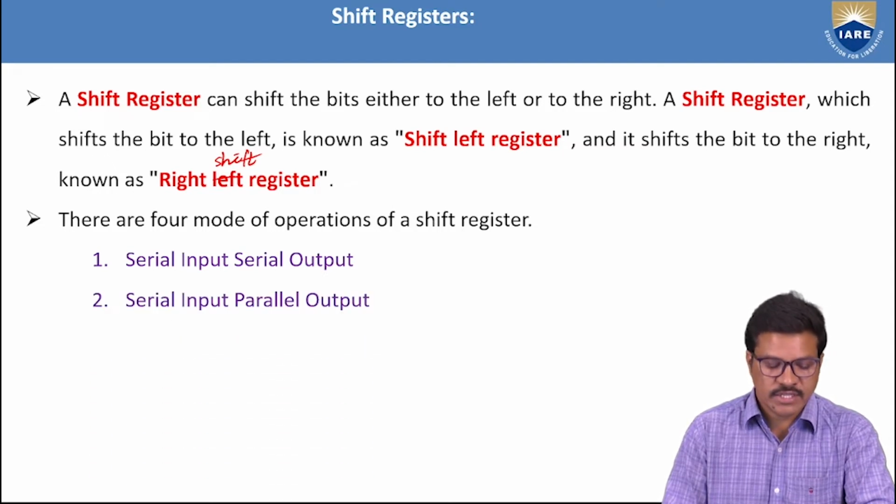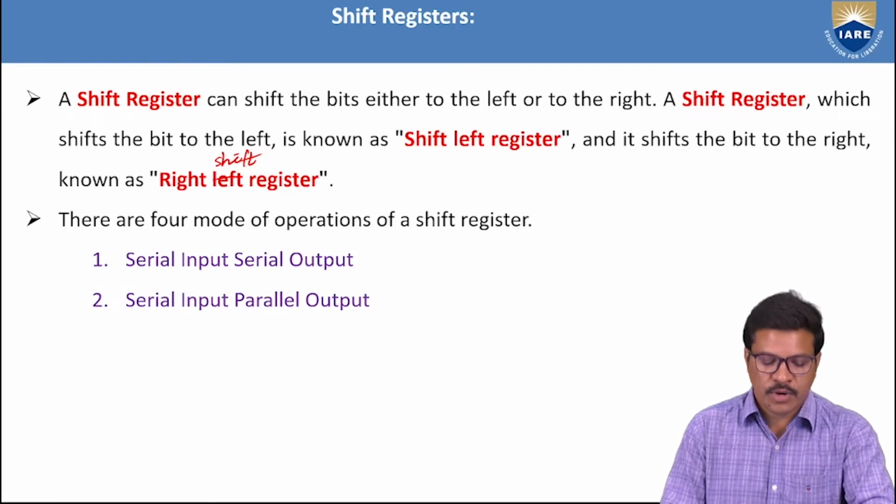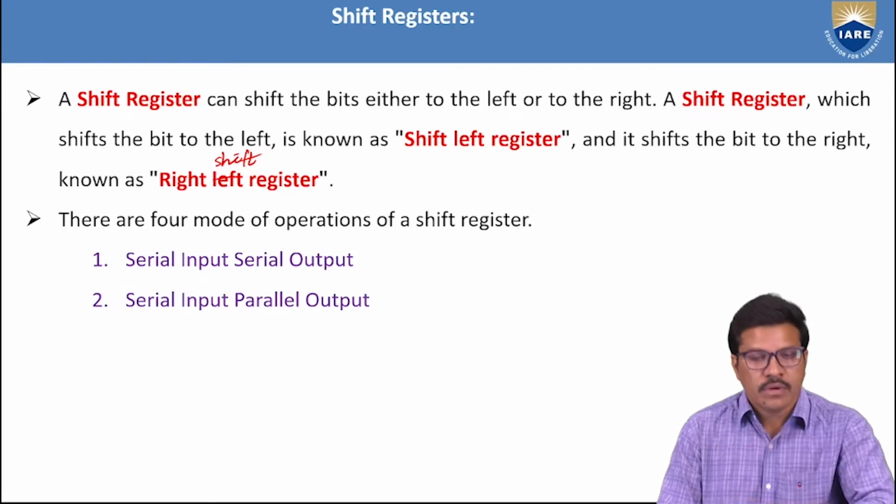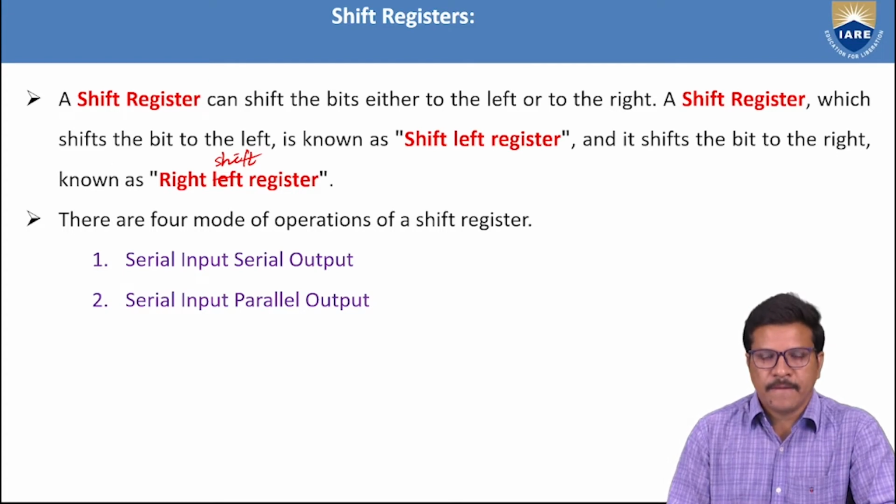And then the second one is serial input and parallel output. In this, the input is given serially, but after collecting all the information available at the flip-flops, then it is ready to fetch the output in parallel.